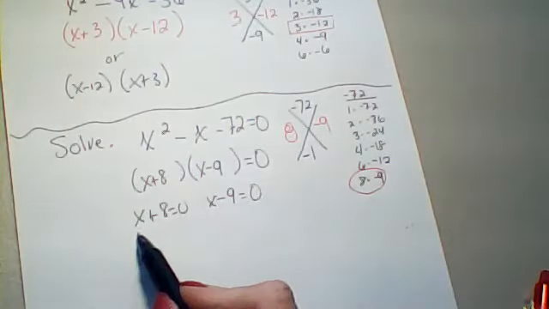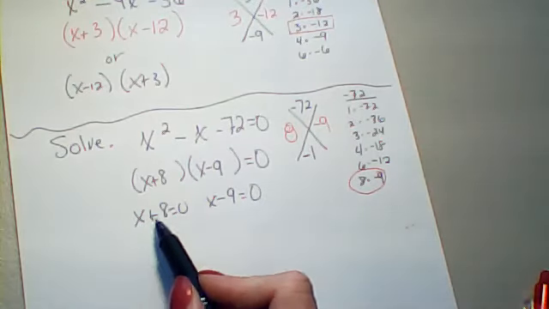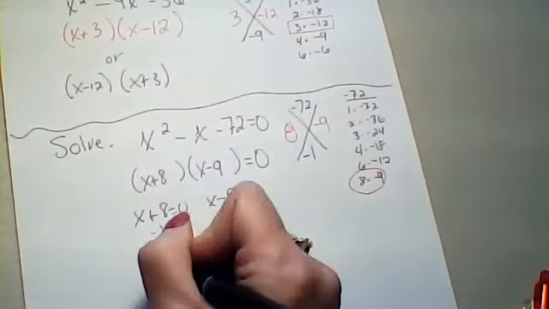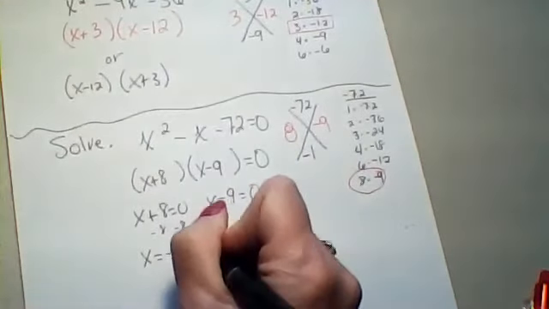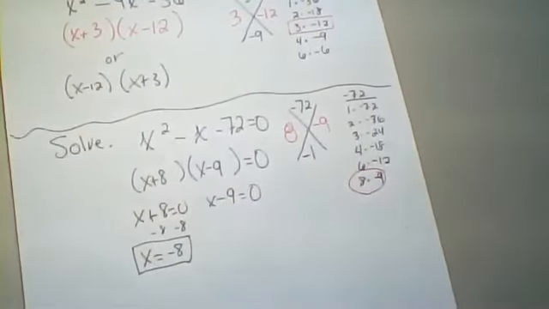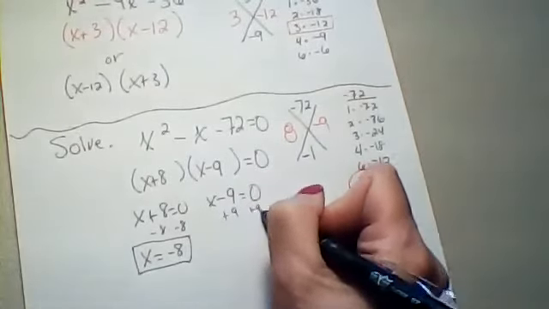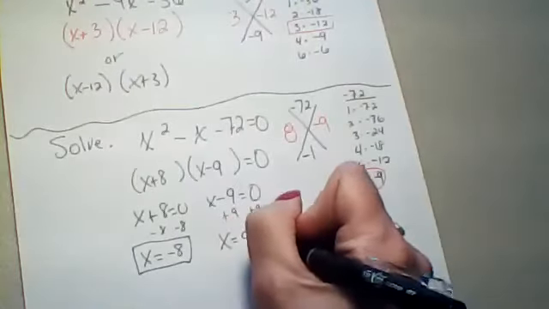Let's solve one at a time. This is x plus 8. I subtract 8 from both sides, so I get x equals negative 8. All right, now I've got to do this other one. I add 9 to both sides, so I get x equals 9.